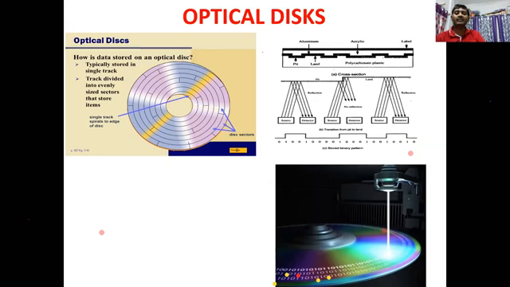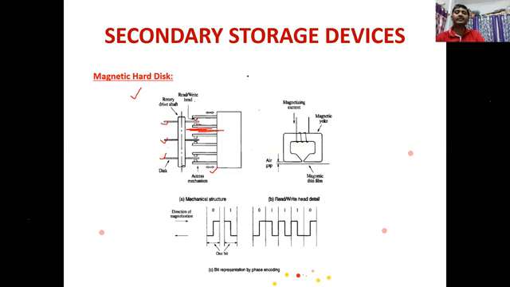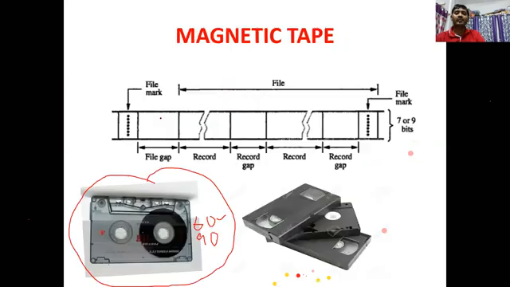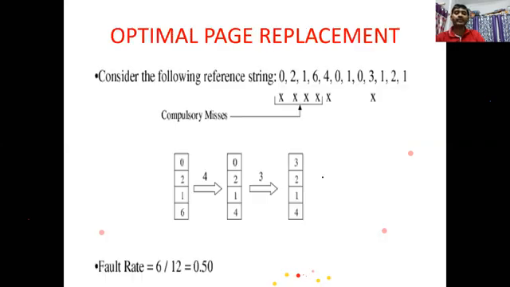This is the reading and writing mechanism of optical discs. The secondary storage includes the magnetic hard disk, and the other one is magnetic tape. This magnetic tape is still used in CCTV camera footage. So yes, if you want to store a large amount of data, this is the only option that we have. It's usually the best one.